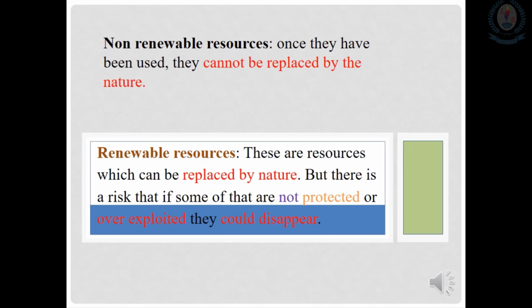Renewable resources means the resources which are replaced by nature. But there is a risk that if some of them are not protected or are overexploited, they could disappear. For example, if more timber is exploited for the production process or the forest is not protected, the valuable plants could disappear in the future.